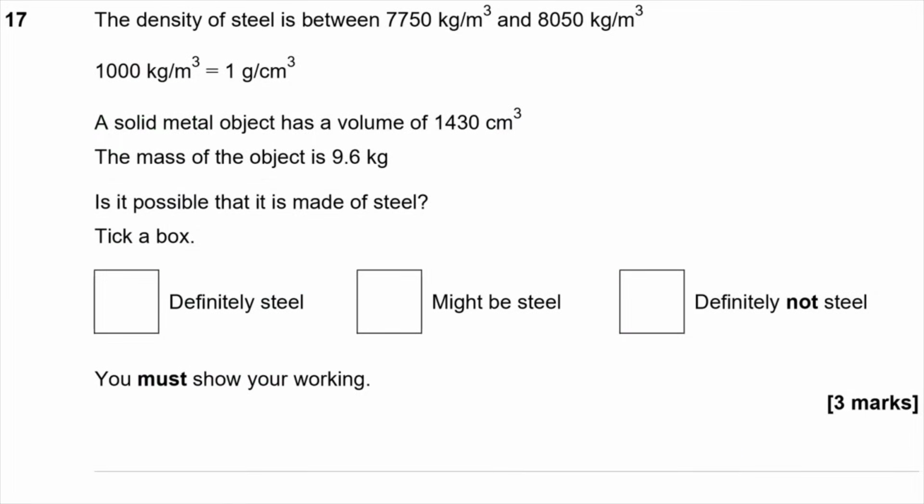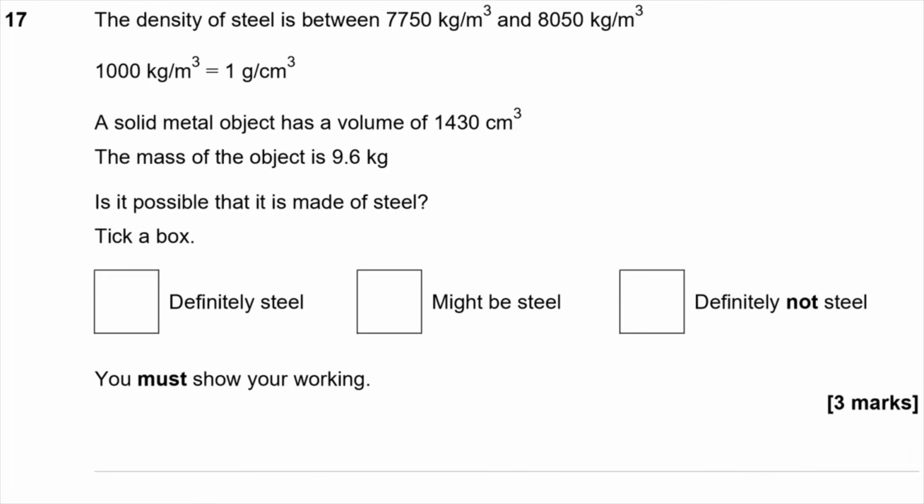We're told that the density of steel is between 7,750 kilograms per cubic meter and 8,050 kilograms per cubic meter. We're given that 1,000 kilograms per cubic meter is equal to 1 gram per centimeters cubed. And we're told that a solid metal object has a volume of 1,430 cubic centimeters, and we know the mass of the object is 9.6 kilograms. And the question is, is it possible that it's made of steel?